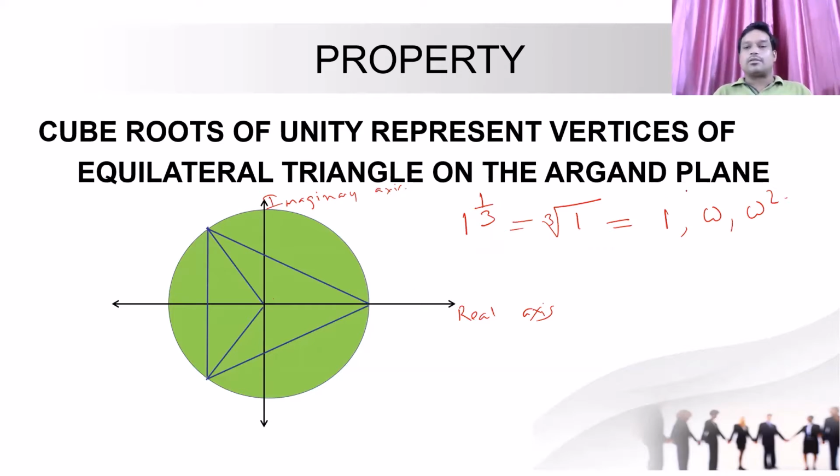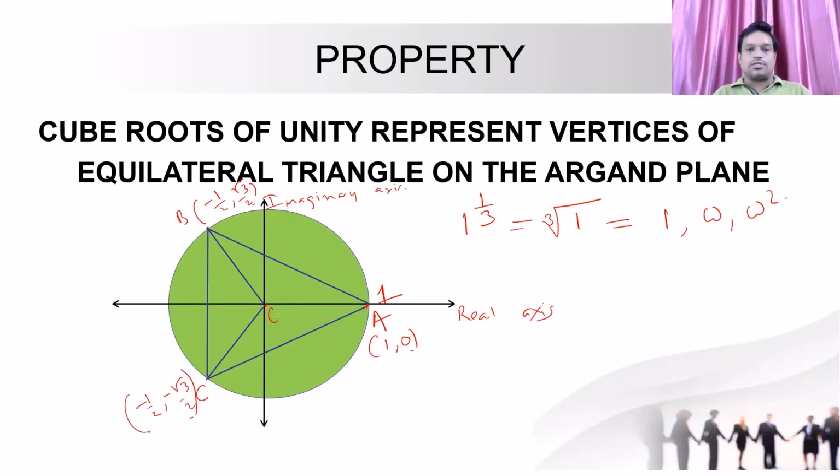Now where will these stand? One point is this, suppose 1, that is (1, 0). This point is suppose B, which is (minus 1 by 2, root 3 by 2), and this point will be C, that is (minus 1 by 2, minus root 3 by 2). Okay, so now this is the origin, that is (0, 0).